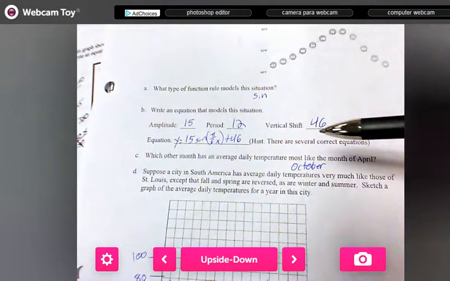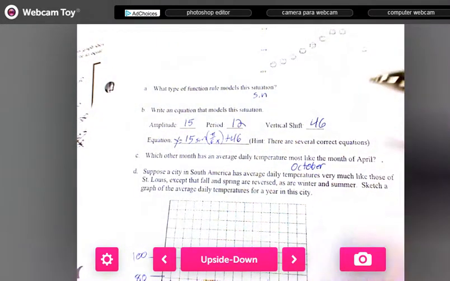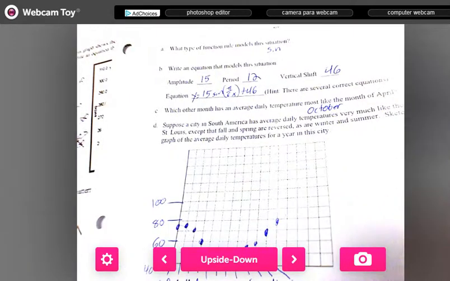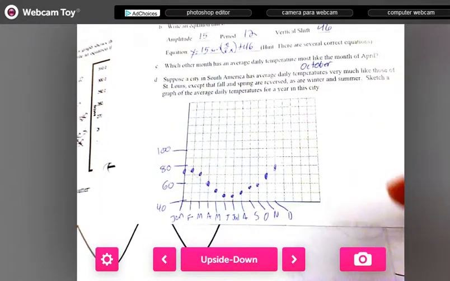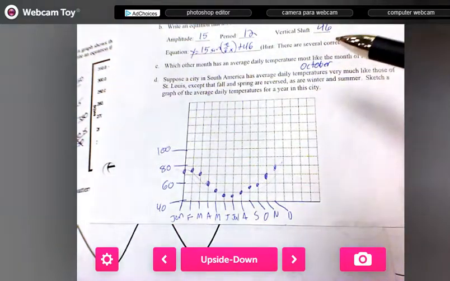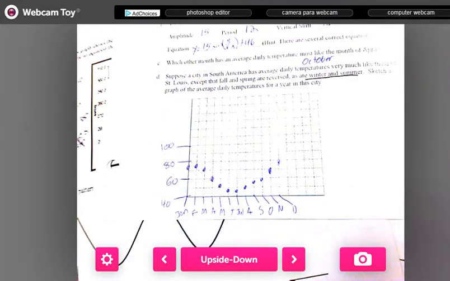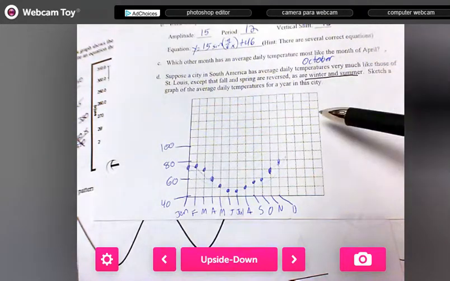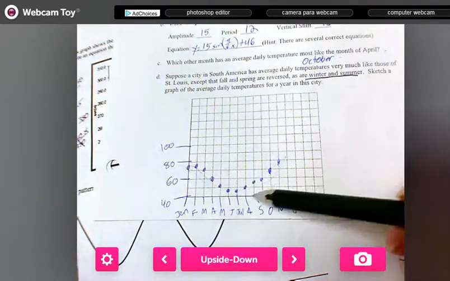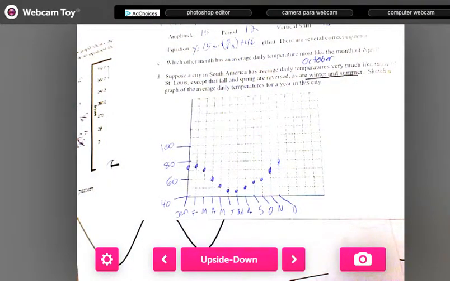What month has an average daily temperature most like April? I have October. And then when you revert your stuff, you switch where they all go. I ended up with this. I don't think the directions were very clear because it says fall and spring are reversed, as are winter and summer. I didn't necessarily read that part when I first did it, so winter and summer have to be switched too. So that's why the graph looks like a bowl shape instead of like a hill. So it's literally you're just putting it down.